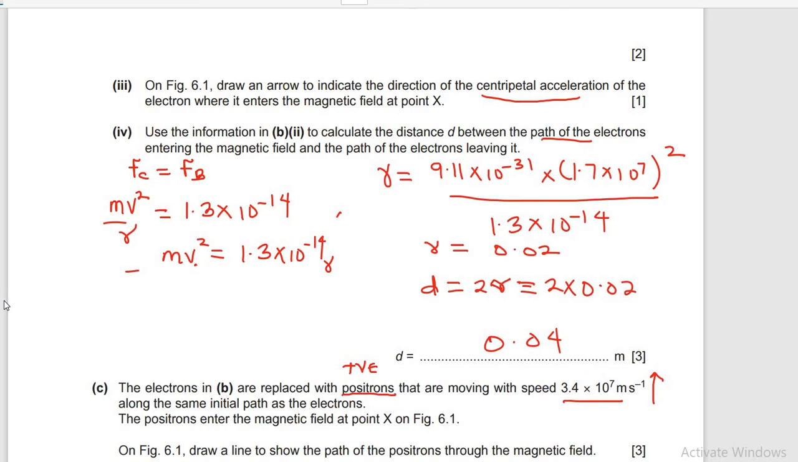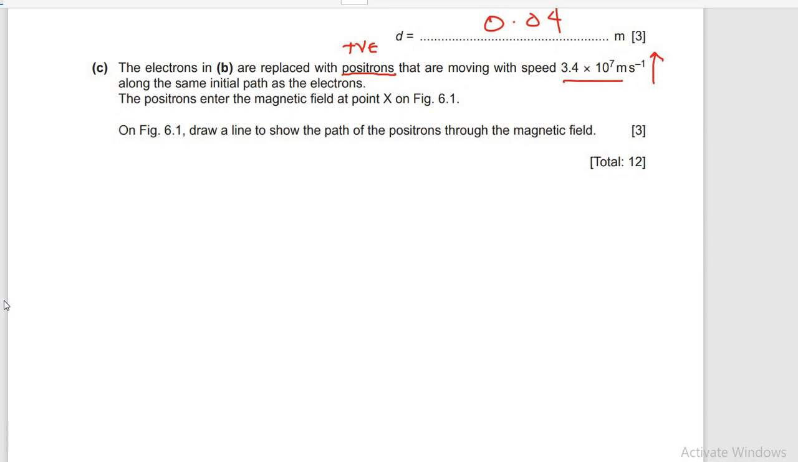So what we do is this. Remember the formula here. Centripetal force equals magnetic force, so mv squared over r equals BQV. This cancels this, so mv equals BQr. So the radius is mv over BQ. Now, the question said the speed has changed now, along the same initial path.